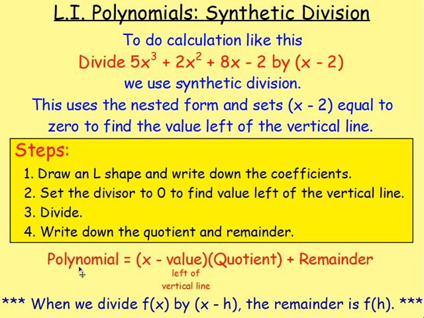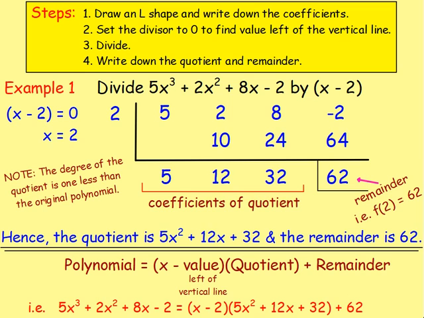Just remember your polynomial, if you write that, it's very similar to what we did with the numbers there, but the way you do it for a polynomial is you would have x minus that value to the left of the vertical line that you found in step 2, times the quotient plus the remainder. When we divide f of x by x minus h, the remainder is f of h. So if you were dividing by x minus 2, the remainder would be f of 2.